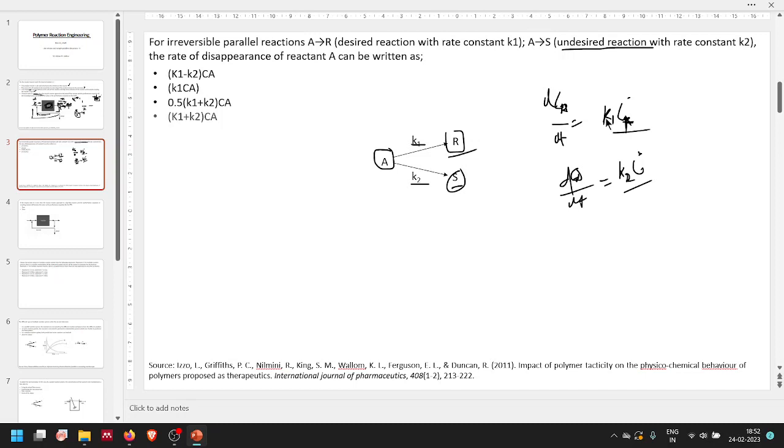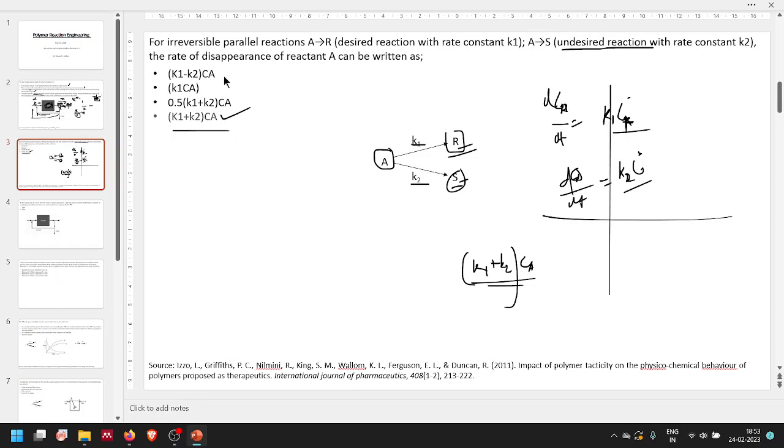So we have two different rate constants for two different reactions occurring parallelly and competing with each other, where R is our desired product and S is the undesired one. So if you add these two expressions, what you get is K1 plus K2 times Ca. Since A is the one which is getting consumed and K1 and K2 are the rate constants of the reactions occurring simultaneously, addition of these two expressions will give you this, and this is option number 4. So this is the answer to this question.